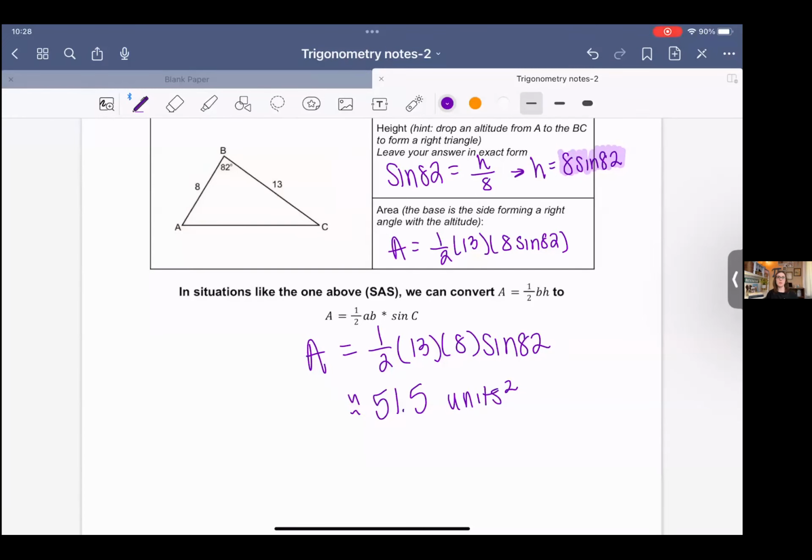Make sure that when you type this into your calculator that you are in degree mode. And when you type that in, you should get about 51.5. We're talking about area, so this would be units squared. I don't have units on this triangle, so I just wrote units. Could be feet squared, inches squared, whatever. So that is how you find the area of a side angle side triangle.